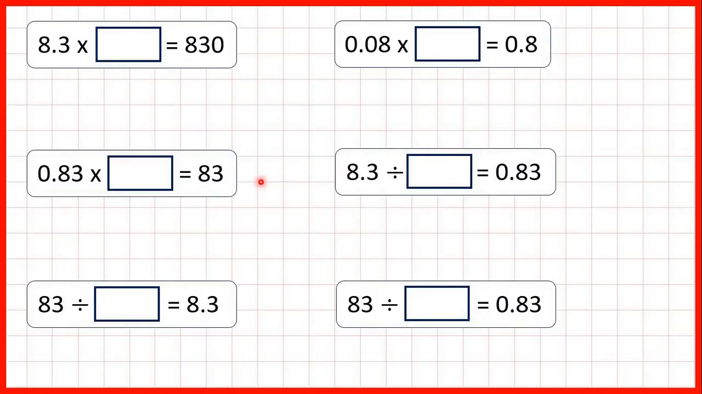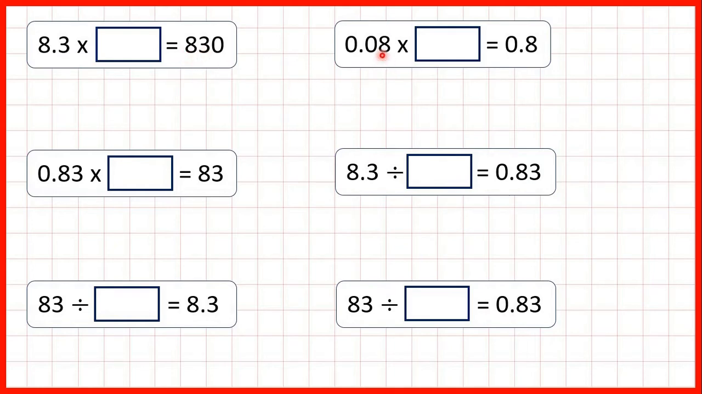So here we have some missing number problems for multiplying or dividing by 10 or 100. And the way that we know that the missing numbers must be 10 or 100 is because if we look at the digits in our question, or at least the digits that are not 0, they're the same in the question and the answer. So for this first question, if we ignore the place values, we have an 8 and a 3, and in our answer we have an 8 and a 3.